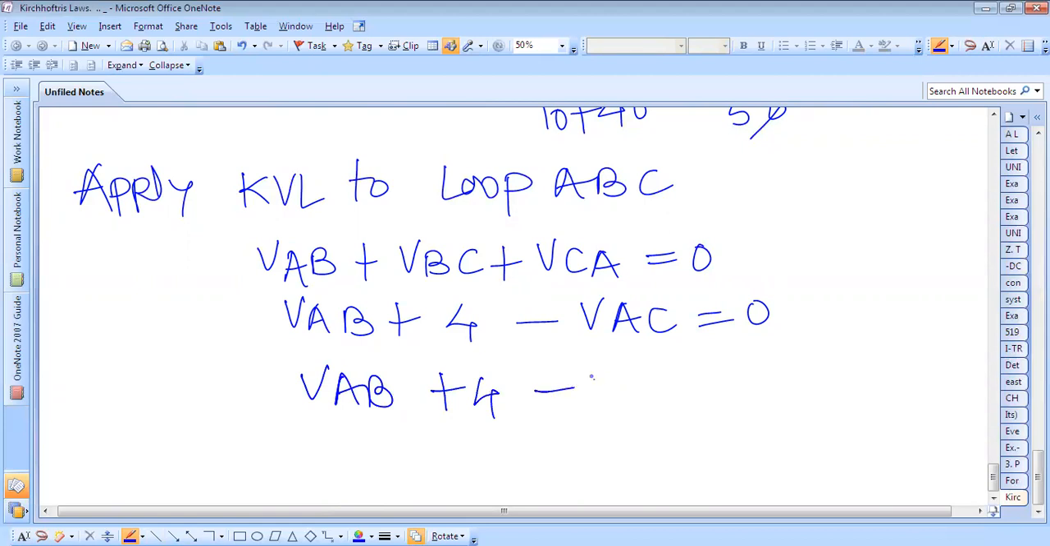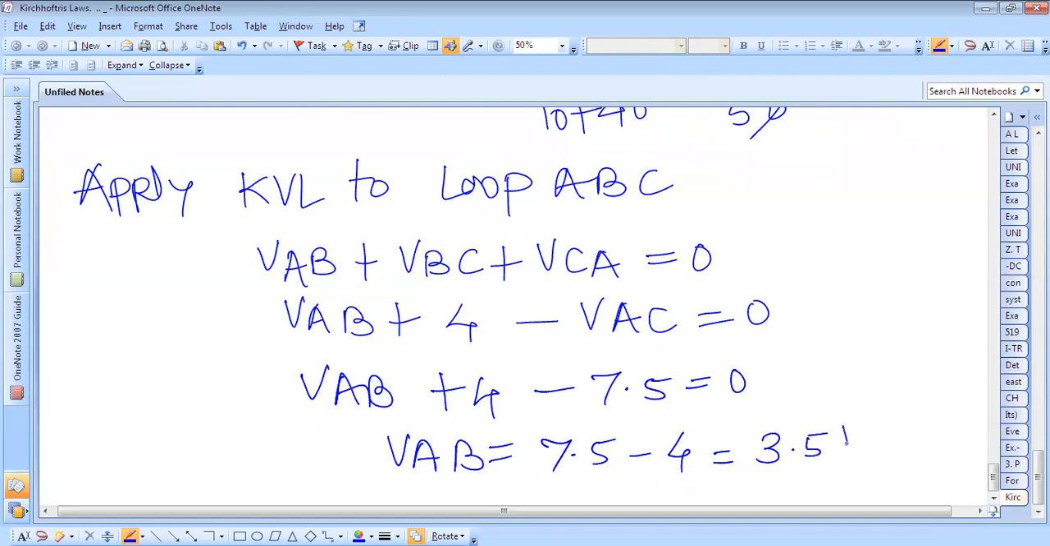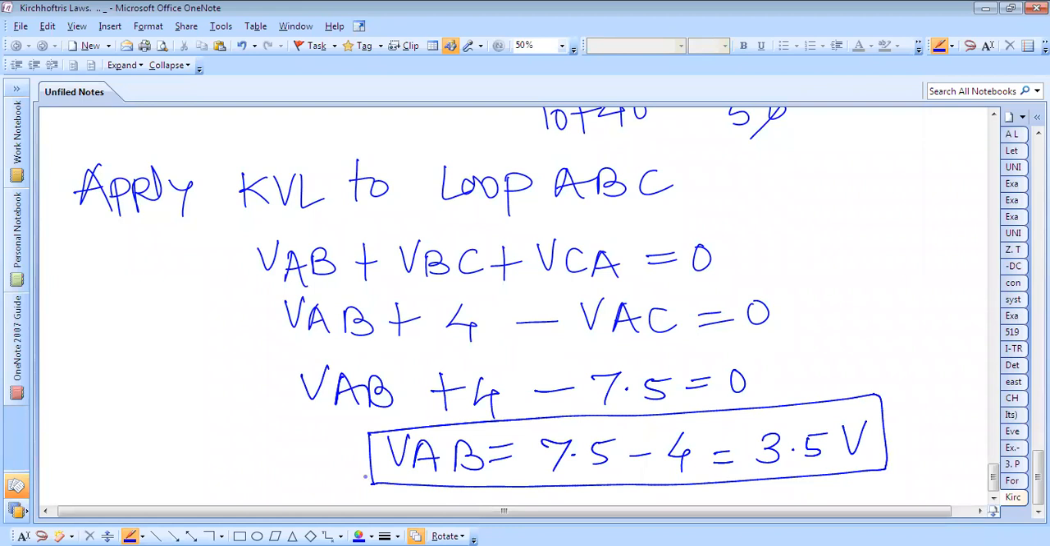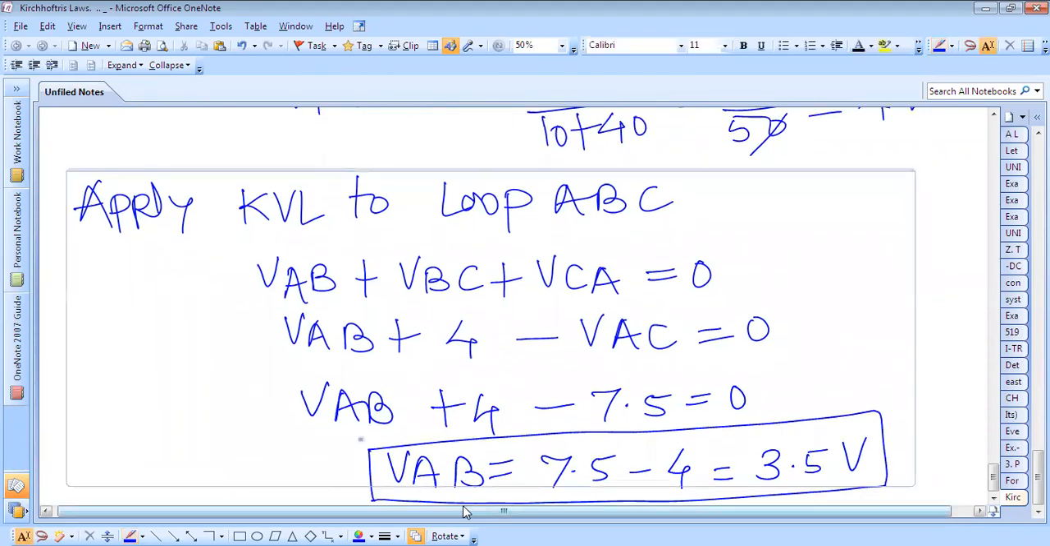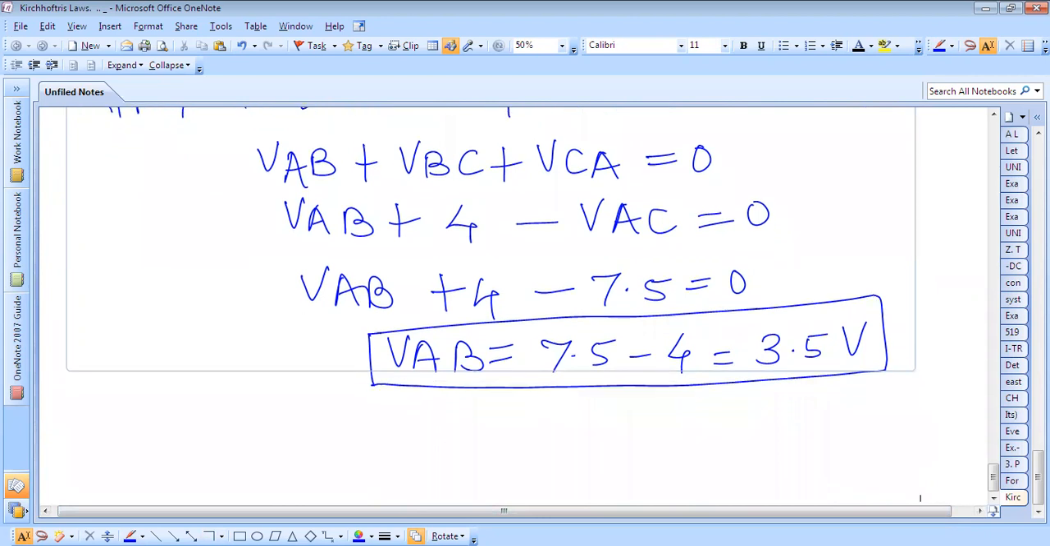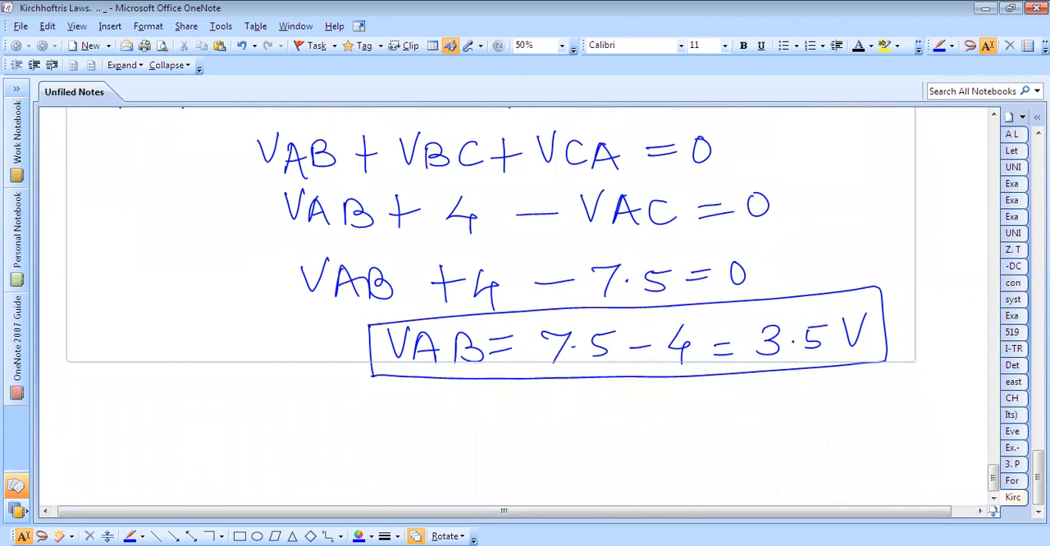VAB is equal to 7.5 minus 4, and it is equal to 3.5 volt. So VAB is equal to 3.5 volt. So in this way we can find the current flowing in any branch and the voltage across any branch. In this way, this is the voltage. Thank you very much for watching the video.